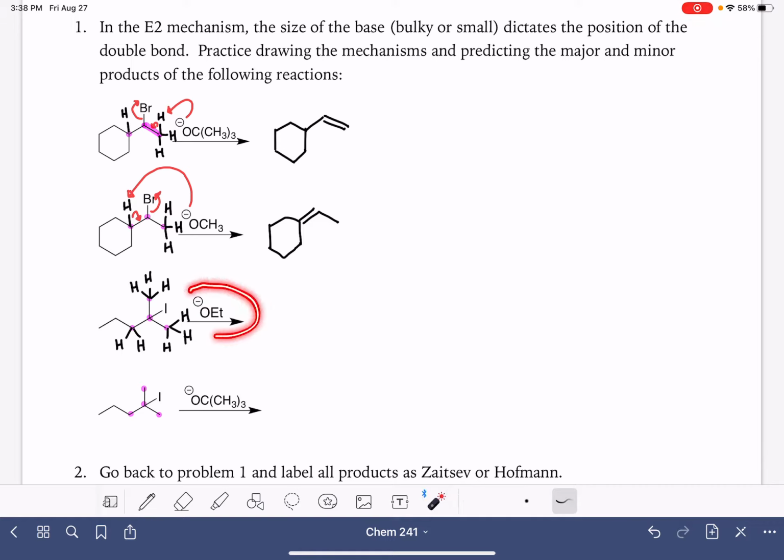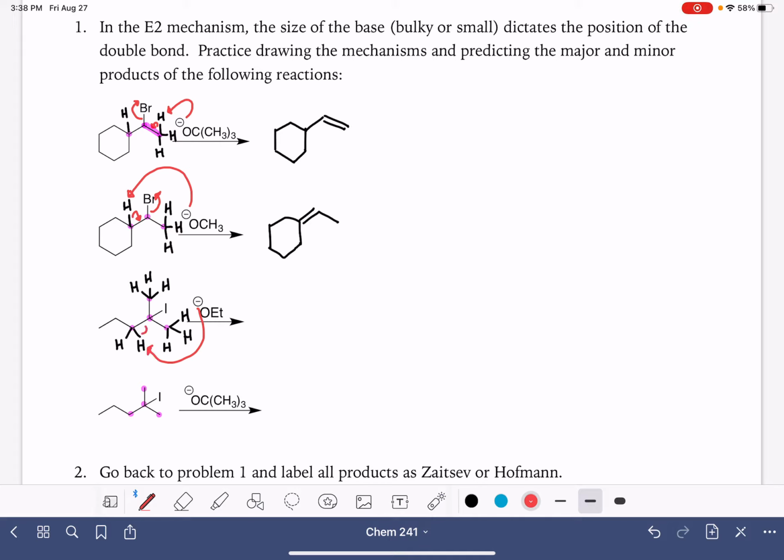So looking at the first reactant, we have OEt. This is ethoxide. This is not the bulky base. That means that it wants to grab a hydrogen from the most substituted carbon. So anything other than the bulky base is going to grab a hydrogen from the most substituted carbon. This carbon atom right here has got 2 carbons on it, so it is secondary. This carbon atom only has 1, so it's primary, and this guy right here is also primary. So that means that this base is going to grab one of these hydrogens.